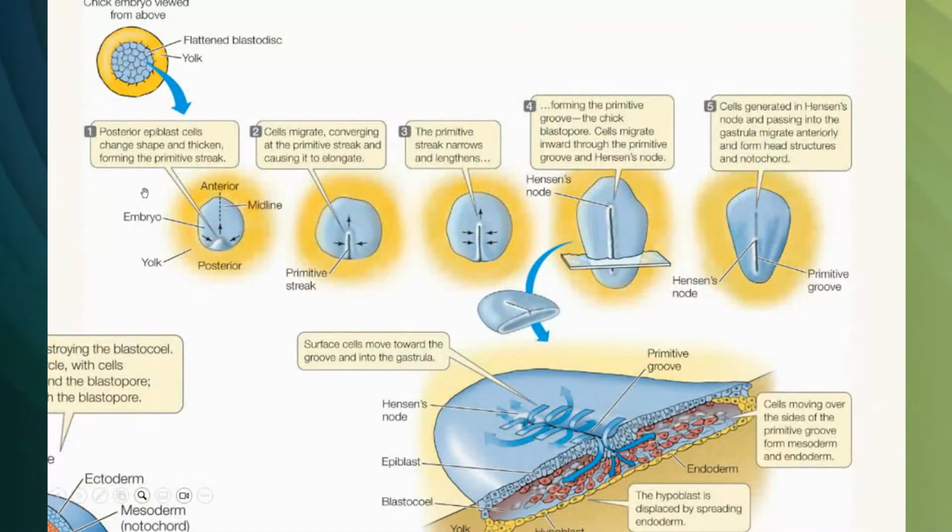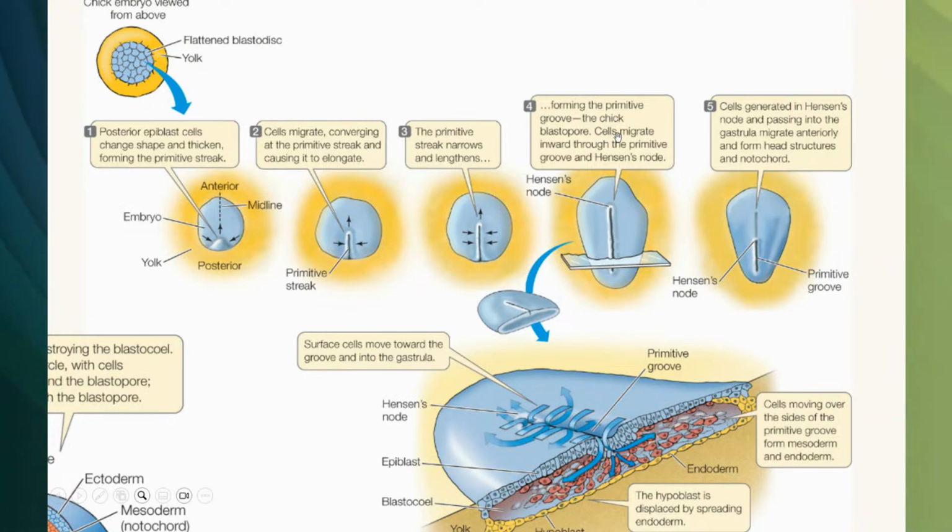If you see a closer view, the posterior side cells start moving, and a gap develops, a groove, a depression, through which the cells will start migrating. Follow the arrows. That is how they start moving towards the front. Slowly this depression will elongate. The line which elongates is the primitive streak, and the depression which forms is the primitive groove. And the tip of it is Hensen's node.